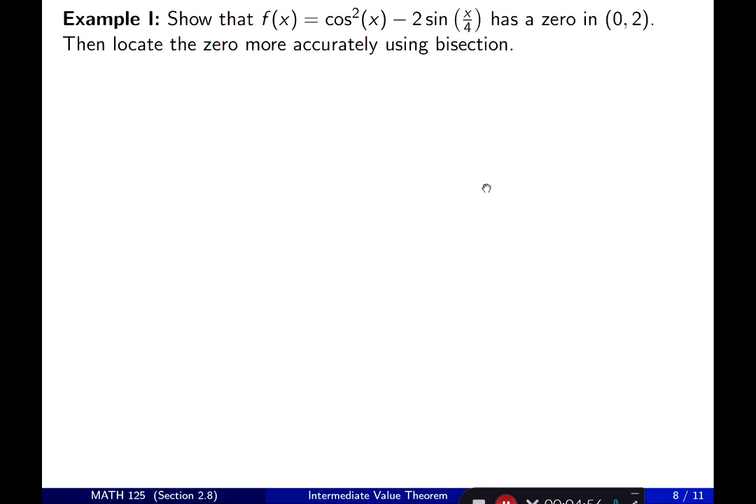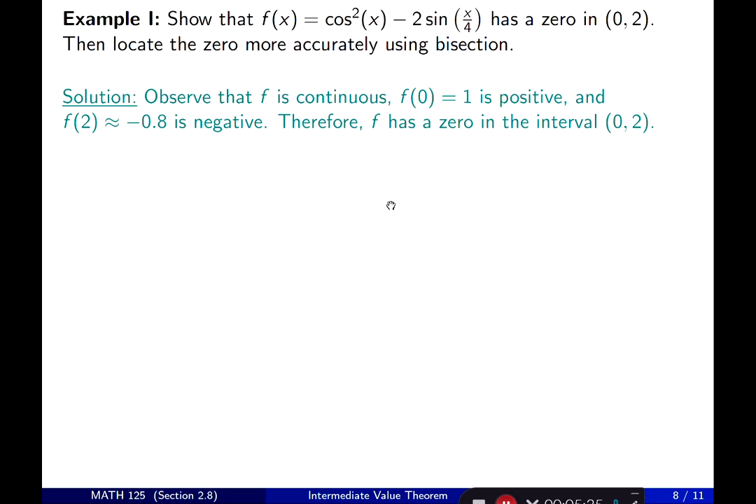Now let's try to do an example. Example 1: show that f of x equals cosine squared x minus 2 sine of x to the fourth has a 0 in 0 and 2, then locate the 0 more accurately using bisection. It doesn't tell you what to use for the error, so you can choose a good error. Usually in homework or exam assignments, they tell you the error.